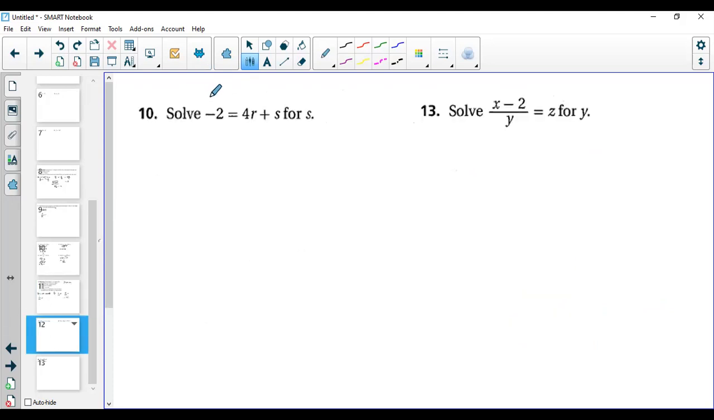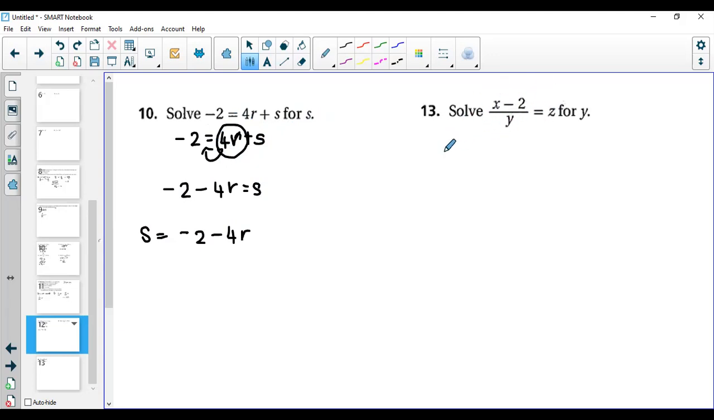Okay, now next question we have negative 2 equals 4r plus s. And we have to solve for s. Now this is a very simple one, as you need to only move the 4r to the other side. So this plus 4r, when it goes to the other side, it will become negative 4r equals s. If you want to rearrange it according to what I write, it's going to be s equals minus 2 minus 4r.